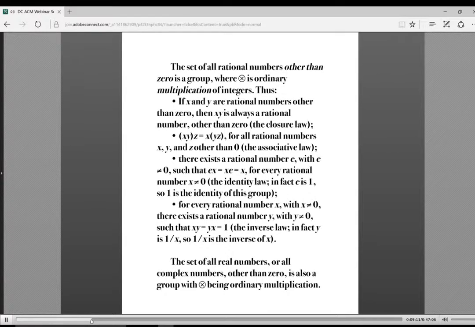And for every rational number X with X not equal to 0, there exists a rational number Y with Y not equal to 0, such that XY equals YX equals 1. That's the inverse law. In fact, Y is 1 over X. So 1 over X is the inverse of X in this group. More groups of that kind. The set of all real numbers or all complex numbers other than 0 is also a group with cross being ordinary multiplication.